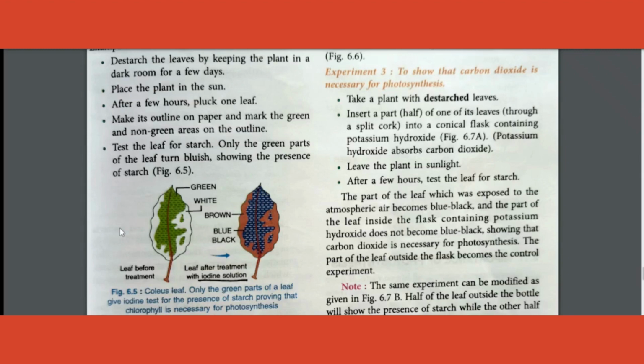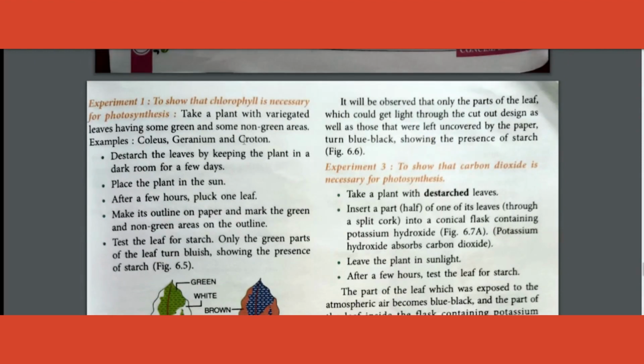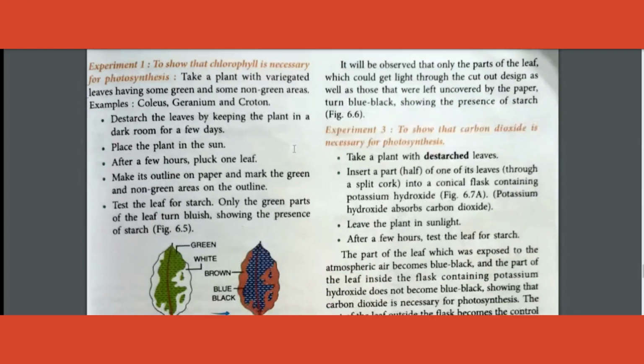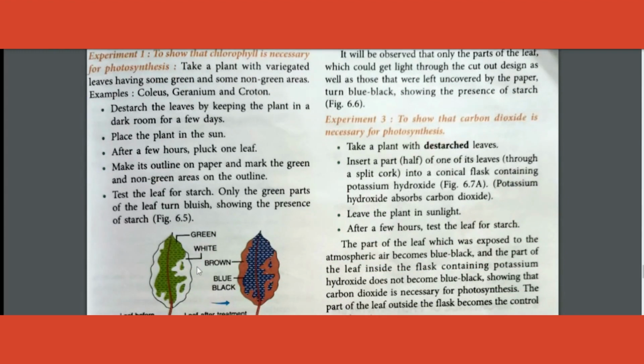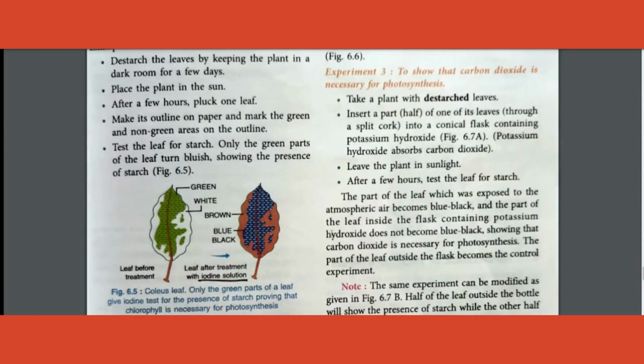So that is the end result of it. Okay. From here, another MCQ that comes is, give an example of variegated leaf plant. Coleus, geranium, croton comes as a 1 mark question. Variegated means what? It means that some part of the leaf is green and some part is not. That's it.